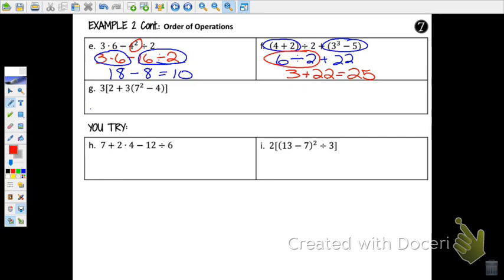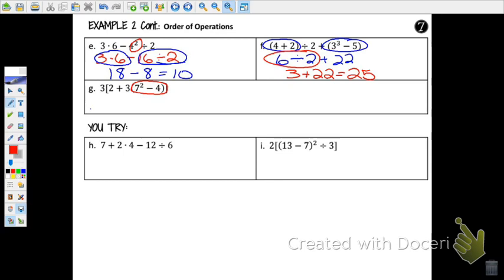With G, where am I going to start? The 7 squared is 4. Okay, so with G we have a bracket and we have parentheses inside that bracket. So we always start at the innermost. So when I simplify that parenthesis, 7 squared minus 4, what do I get? 45.